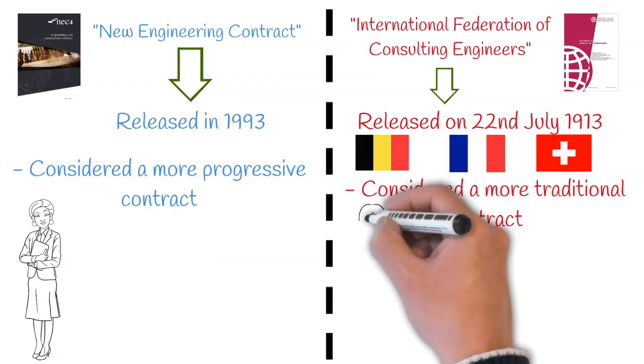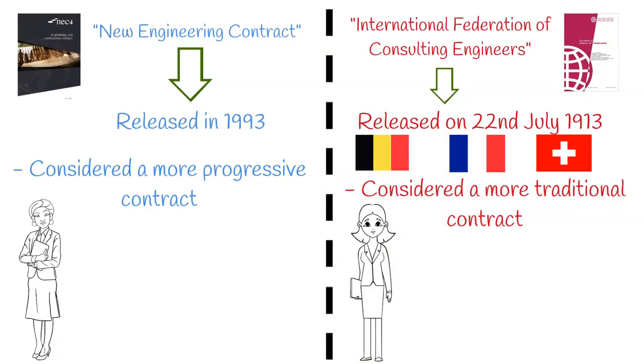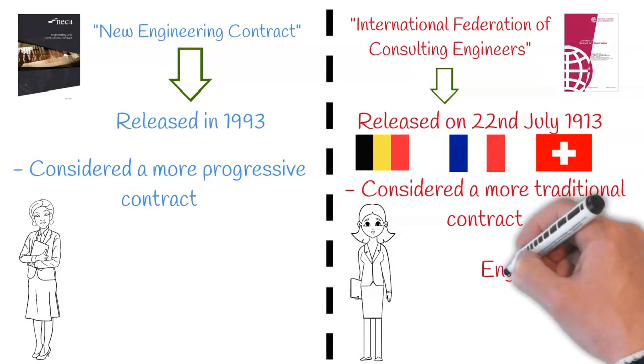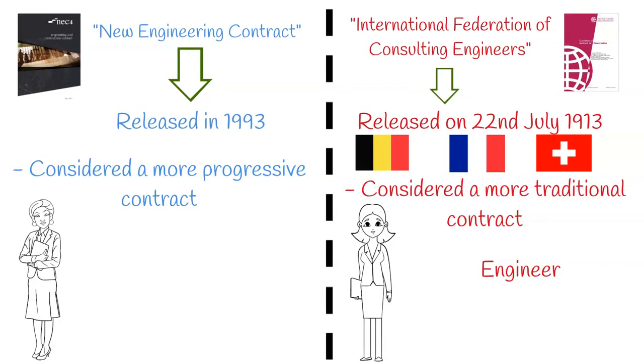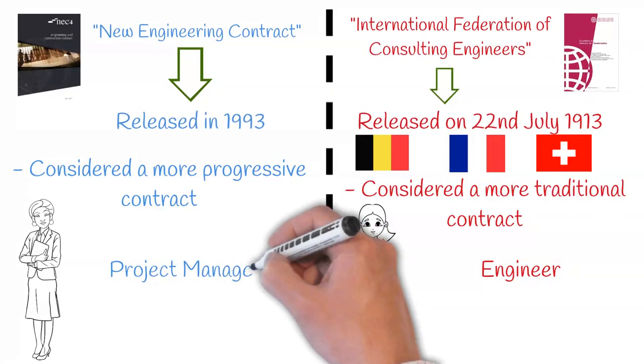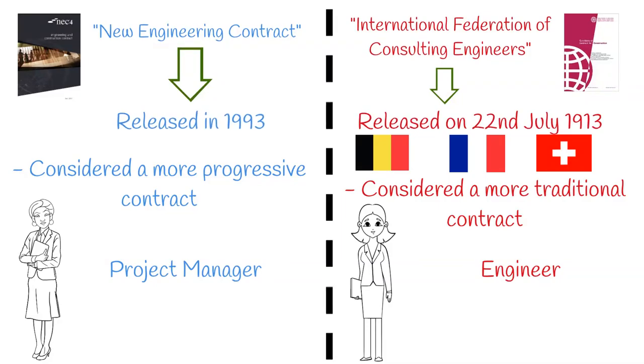Each contract appoints a person who acts on behalf of the employer. For FIDIC, they are known as the engineer, and under NEC, they are known as the project manager. One of the key similarities between NEC and FIDIC is that they are both designed to be used internationally. So let's look at how these contracts are administered differently. We're going to split this down into two key areas, time and cost.